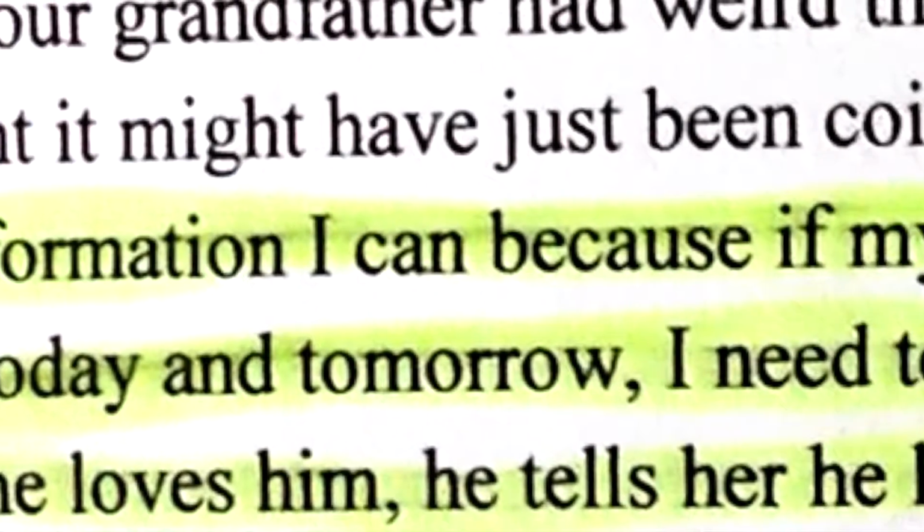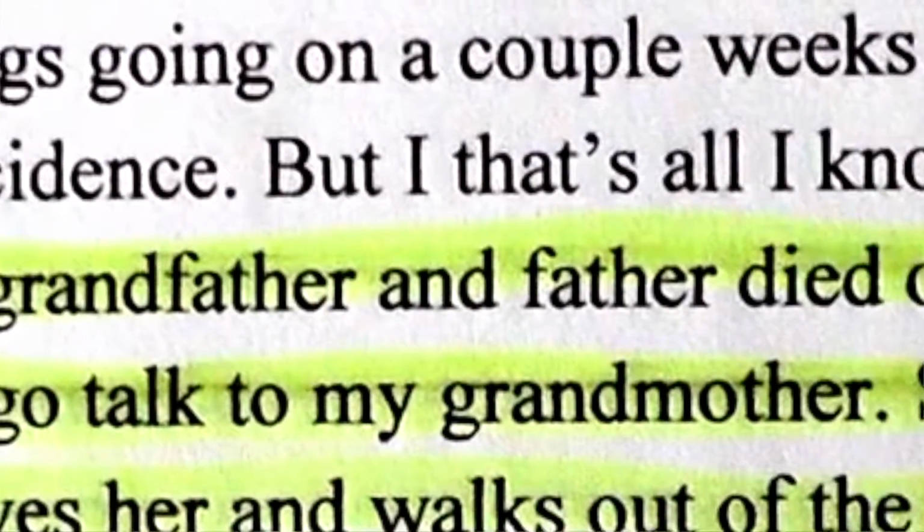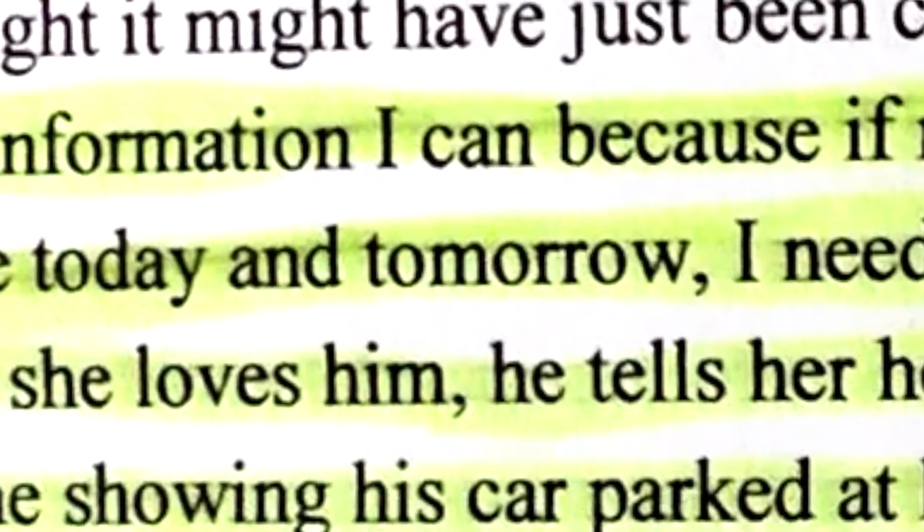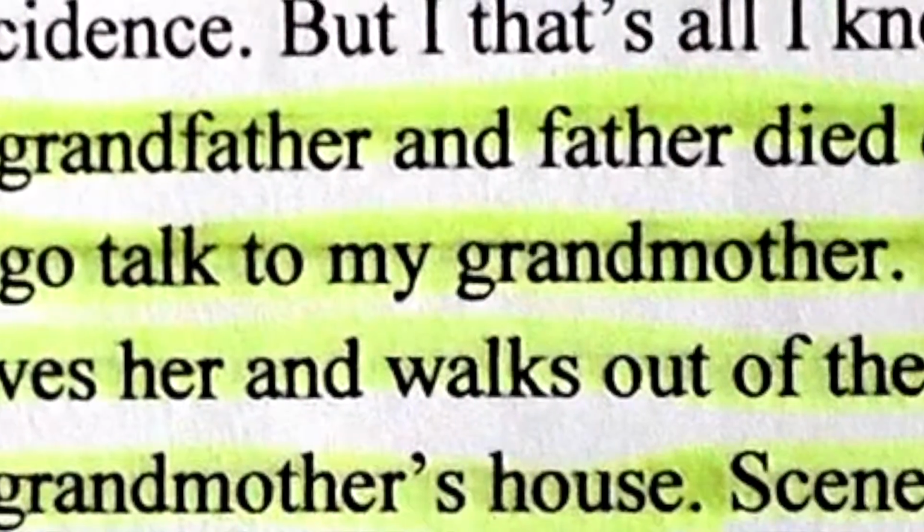This is a passage from the beginning of part 2 of Vivid. Dylan says, and Dylan is the main character that I gave myself, the lead character, just because it was easy. Dylan says, "I need to get all the information I can because if my grandfather and father died on their birthdays, then I only have today and tomorrow. I need to go talk to my grandmother."